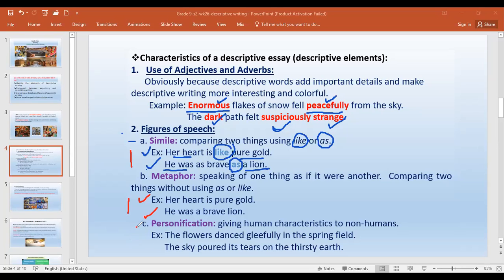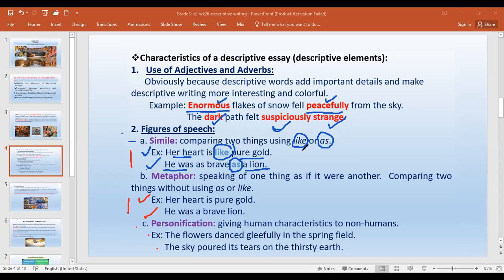Finally, for this stage, personification. Abbas, what is personification? Giving human characteristics to non-humans. Yes, read please the example. Okay. The flowers danced gleefully in the spring field. The sky poured its tears on the thirsty earth.